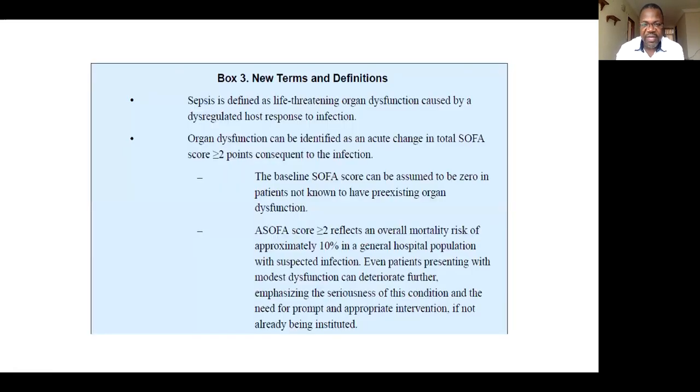Now, what we are saying is that if you have a SOFA score of 2 and above, that is an indication of organ dysfunction in the presence of an isolated causative pathogen that is associated with the infection. Then you make the definition of sepsis. That is what we call sepsis. So sepsis is a life-threatening organ dysfunction caused by a dysregulated host response to an infection.